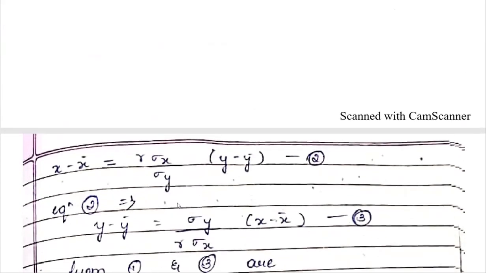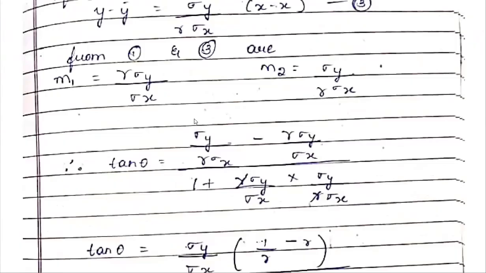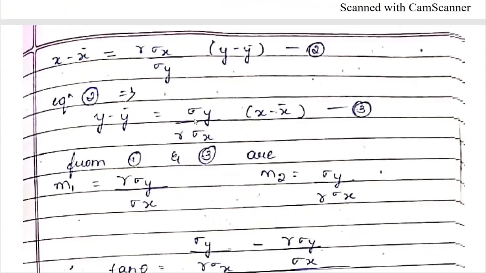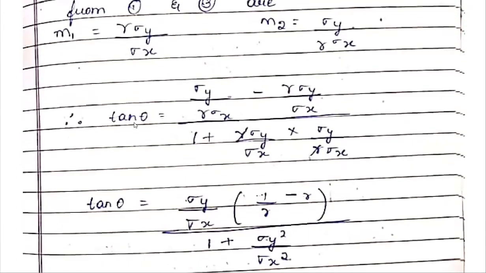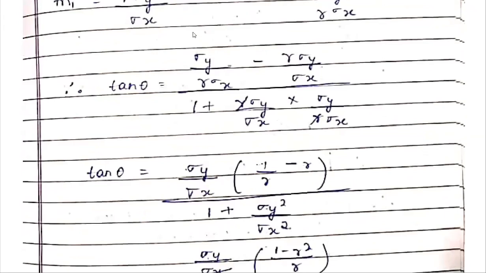Once you have the two slopes, m1 and m2, you can just go back and replace them in your tan theta relation. So this is tan theta. In this relation, you can replace what m1 and m2 are. Tan theta equals m2 minus m1 by 1 plus m1 into m2. So I've written it here. Tan theta is equal to m2, and m2 is this one, so replace it here: sigma y by r sigma x minus m1, r sigma y by sigma x, whole divided by 1 plus m1 into m2. So take the product of these two, r sigma y by sigma x into sigma y by r sigma x. Once you have substituted, try to simplify and get the relation the way it has been asked in the question.